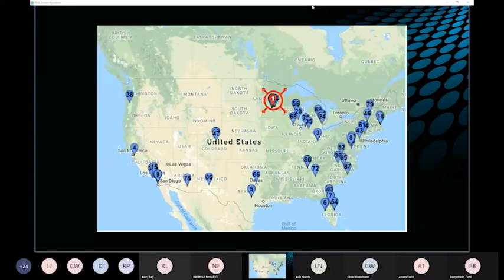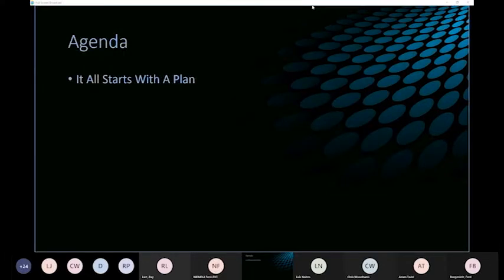This shows where I'm located in the U.S., so a little bit across the ocean from you all. Red circle is Minneapolis, Minnesota. And the other pins are places where I've gone to either do consulting work or training for various companies. So that's the introduction for me.